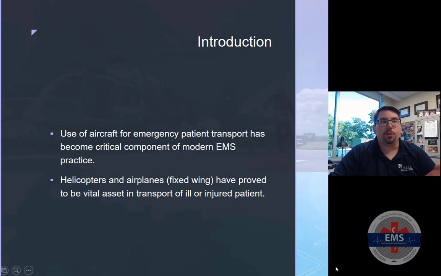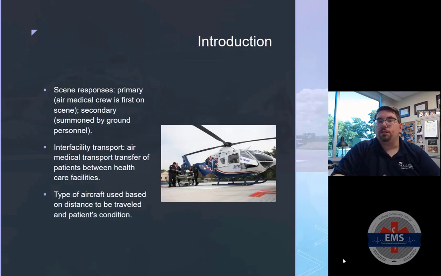Again, as we've just already discussed, we know that the use of the aircraft for emergency patient transport has become a critical component of what we consider the modern EMS system or practices. Helicopters and airplanes have been proven to be a vital asset in the transport of all ill or injured patients for a number of different reasons that we'll discuss here shortly. These include things such as response scene times. Primary we would look at would be things like air medical crews first on scene. Secondary would be where we have most commonly around here, where you'd have the practice of Air Care or Aeromed or any of those agencies for that matter actually being summoned.